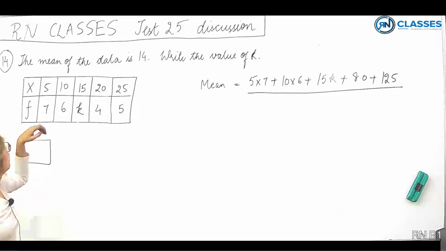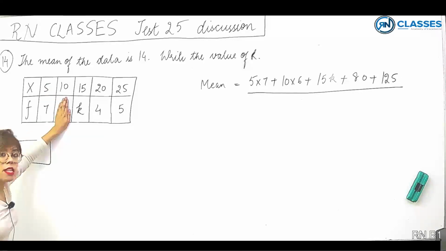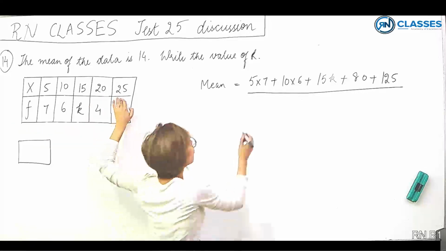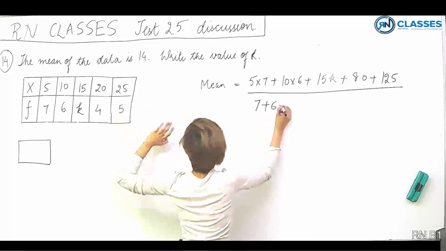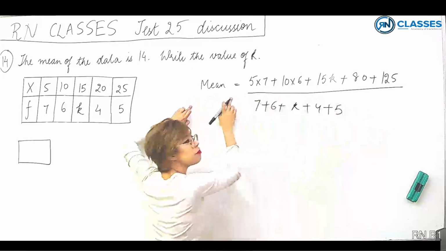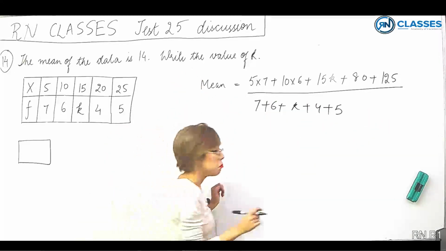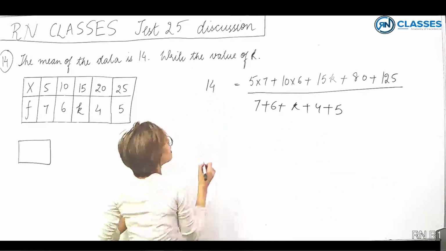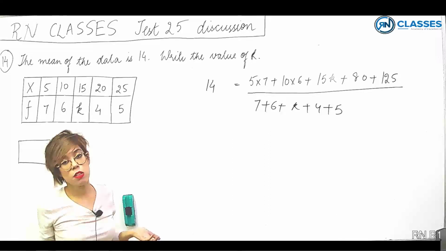Total number. Now, 5 occurs 7 times, 10 occurs 6 times, so 7 plus 6 plus k plus 4 plus 5 is the total number of observations. And this is equal to mean, which is given to me, which is 14. So, that's it. I have set up an equation in k. You just need to find it.